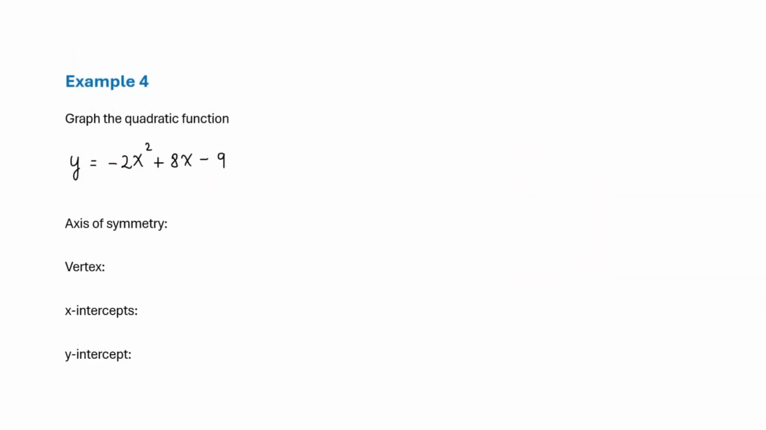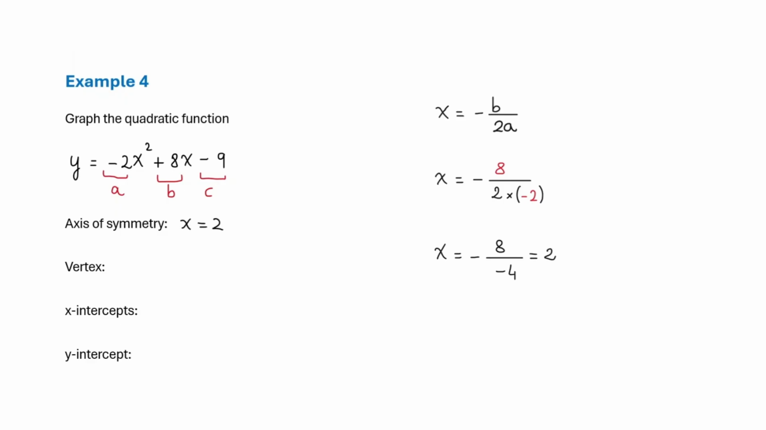For our final example, let's graph the quadratic function y equals negative 2x squared plus 8x minus 9. Here, a is negative 2, b is 8, and c is negative 9. Since a is negative, this parabola opens downwards. We begin by finding the axis of symmetry. X equals negative 8 over 2 times negative 2. That is negative 8 over negative 4, which gives us x equals 2.